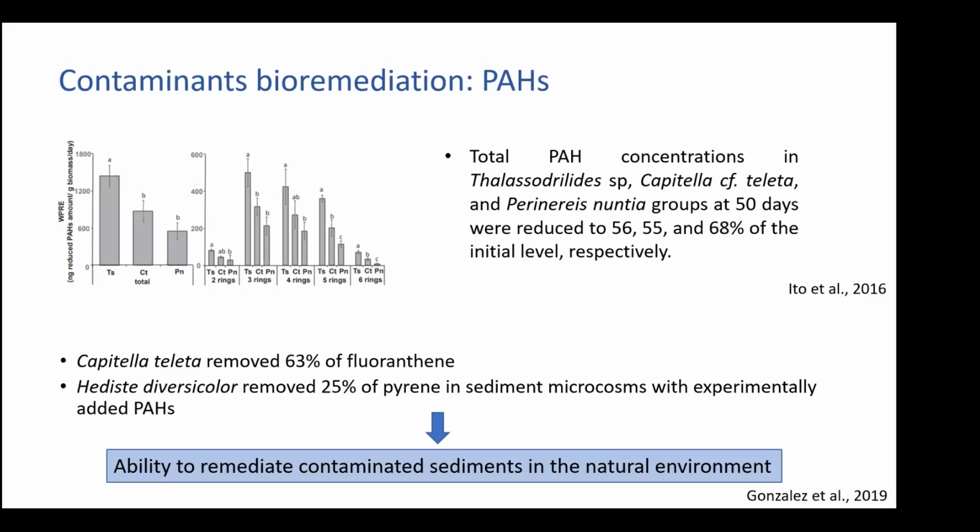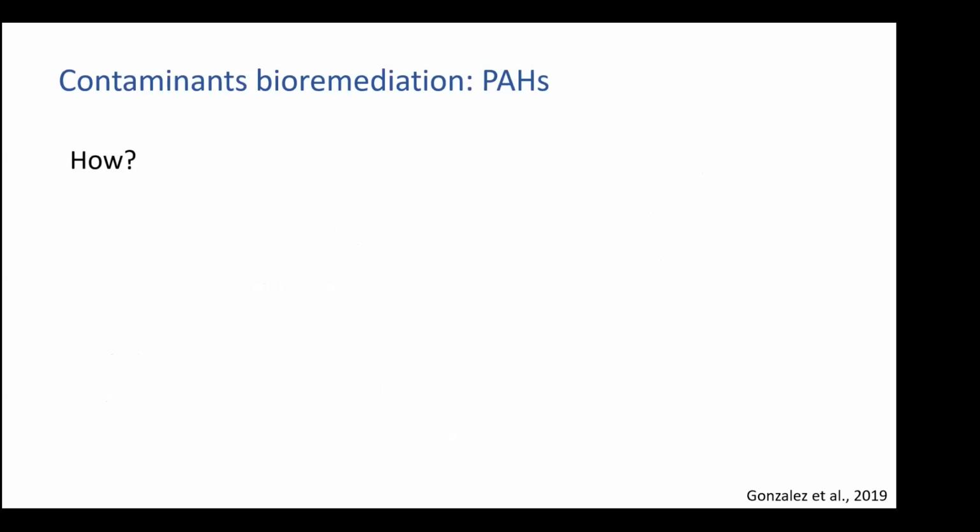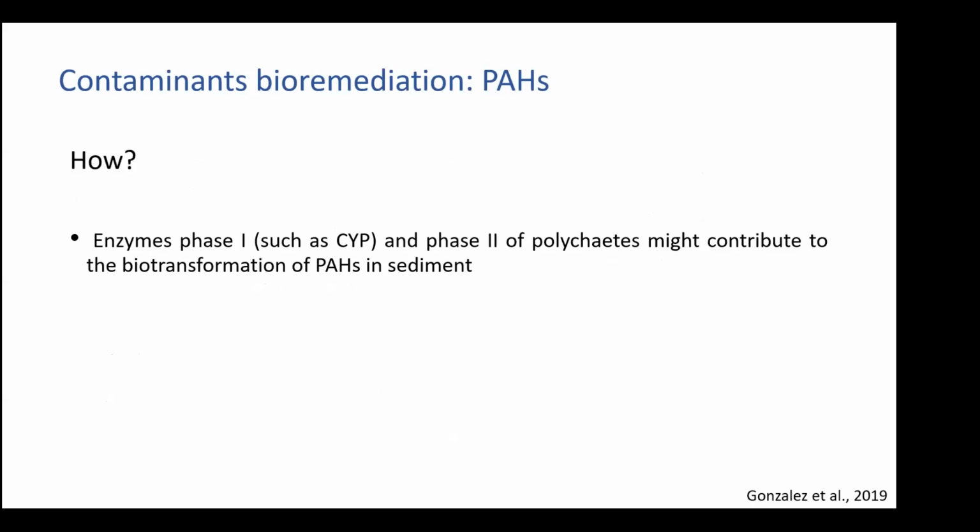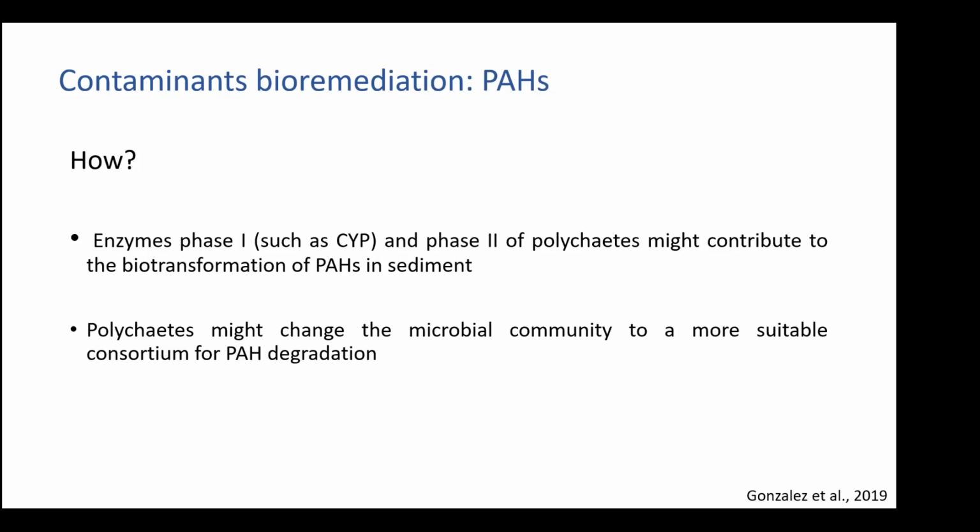However, these results confirm the ability of this type of polychaete to be used as bioremediators in contaminated sediments in natural environments. But how are these polychaetes able to bioremediate this kind of contaminant? Several authors reported the presence of phase 1 and phase 2 enzymes in polychaetes. It was already observed in the genome, and these enzymes are able to biotransform the polyaromatic hydrocarbons. And also, this is maybe the main factor that was pointed out by several authors.